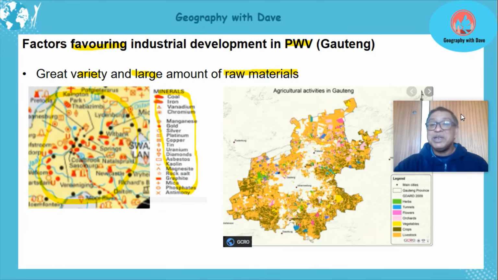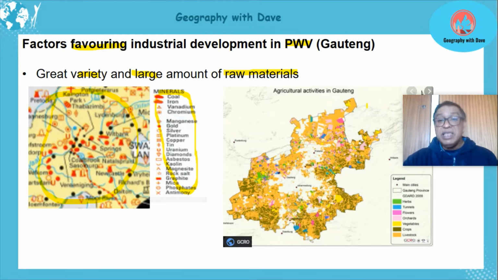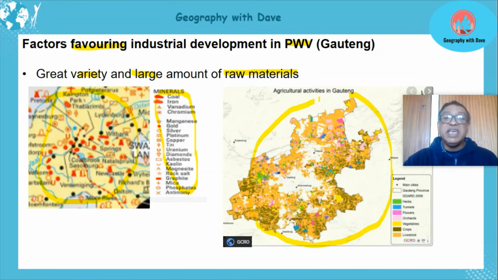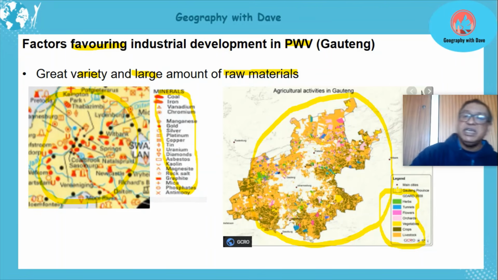Now, it's not all. Remember, mining raw materials are one thing, but we also look at agricultural raw materials that come through. And this area has also got an abundance. Look at all these things: herbs, orchards, vegetables, livestock, that's used in manufacturing. In the lesson on manufacturing and agriculture and the contributions, you notice that even these raw materials produce a lot of things and encourage industrial development in those areas. So it's raw materials, no problem in Gauteng, whether it's coming from agriculture or whether it's coming from mining.